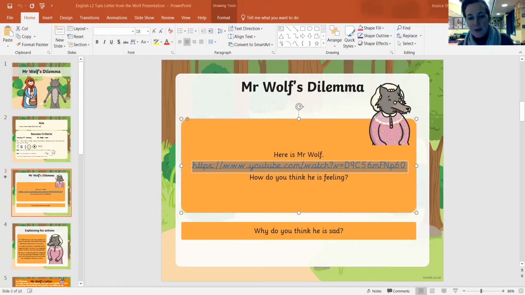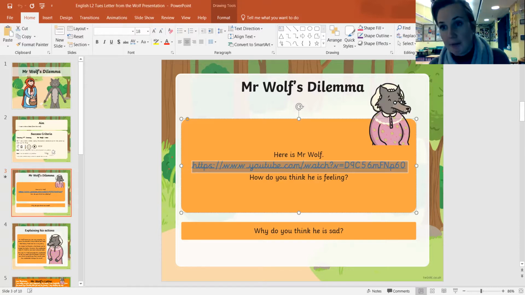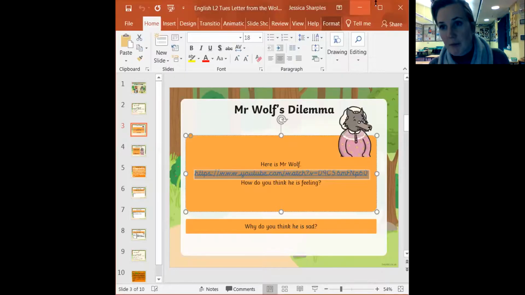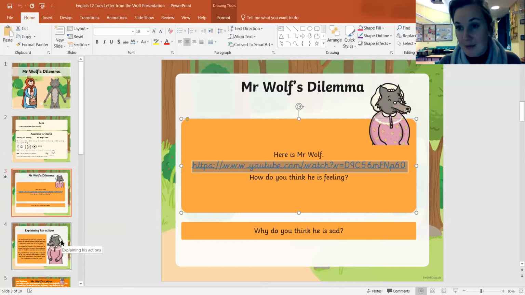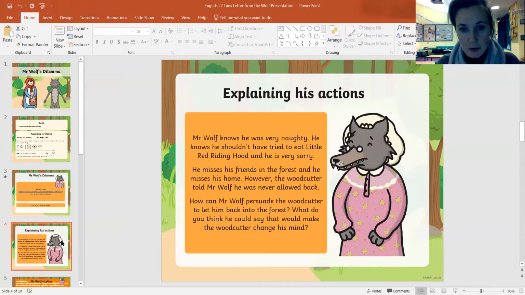Okay, so we've thought carefully about the wolf's perspective now. We've seen two different versions that think about the story of Little Red Riding Hood from the perspective, the point of view of the wolf. And we are going to do some writing today that helps you to write a letter from the point of view, the perspective of the wolf.